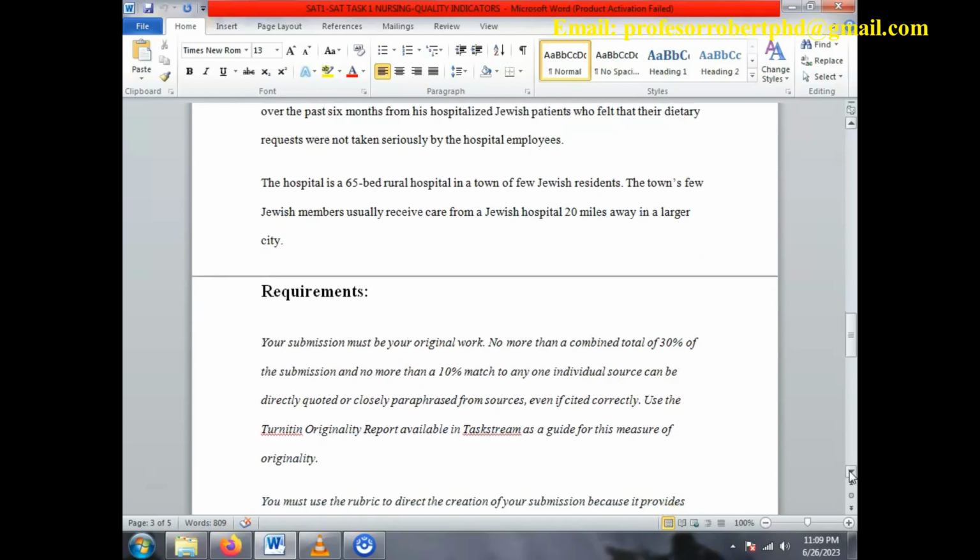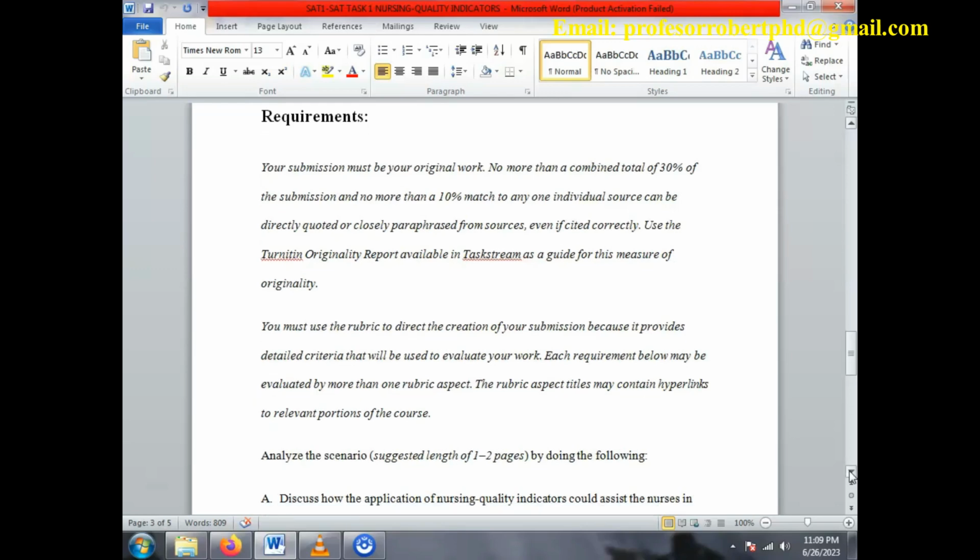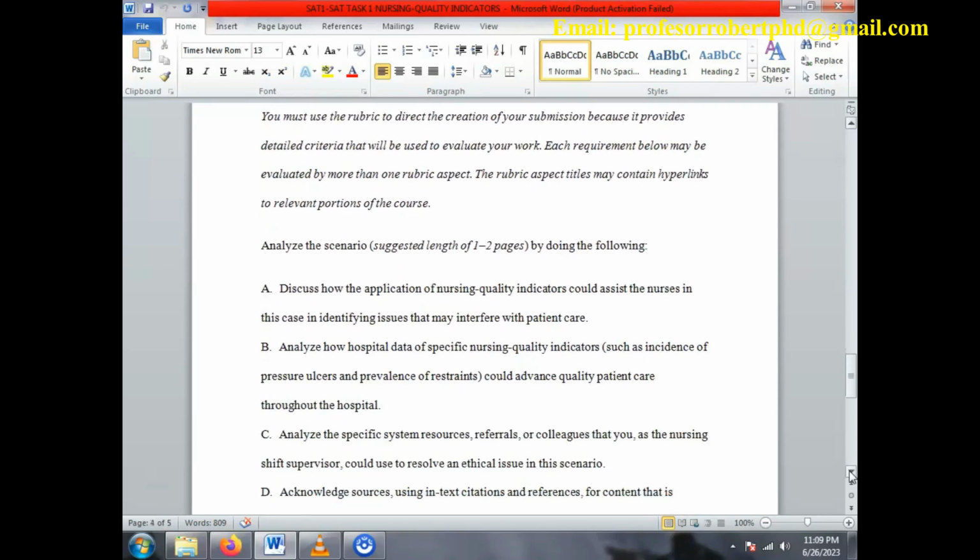Requirements: your submission must be your original work. No more than a combined total of 30% of the submission, and no more than a 10% match to any one individual source, can be directly quoted or closely paraphrased from sources, even if cited correctly. Use the Turnitin Originality Report available in TaskStream as a guide for this measure of originality. You must use the rubric to direct the creation of your submission, because it provides detailed criteria that will be used to evaluate your work. Each requirement below may be evaluated by more than one rubric aspect. The rubric aspect titles may contain hyperlinks to relevant portions of the course.